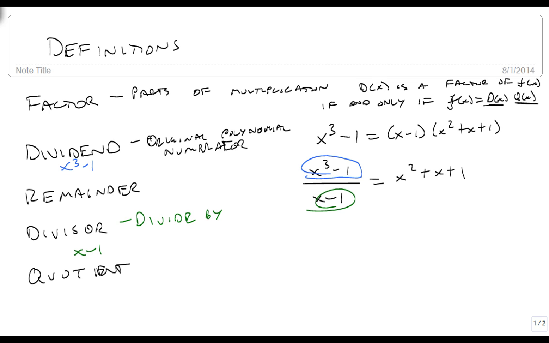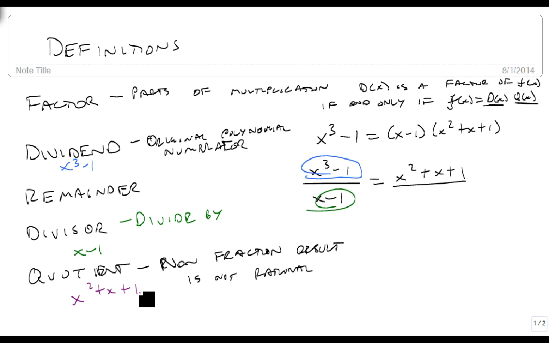The quotient, so notice this is a little bit out of order, but that's okay. The quotient is the non-fraction part of the result. It's the part that is not rational. In this case, all we have, the x squared plus x plus 1, is the quotient. We don't have anything else. The remainder is what's left over that doesn't divide evenly. And in this case, there's no remainder.